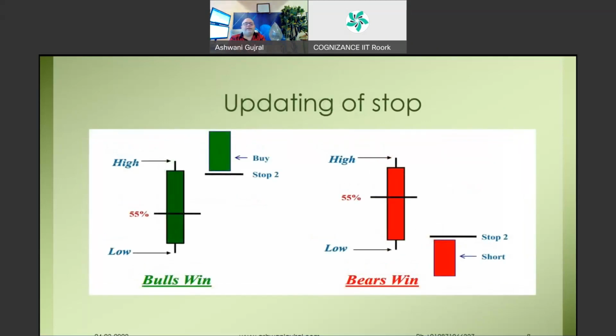Now, again, this is updating of stop. So once we start initially with a 55% stop of the first bar and you get enough of the green bar on the second bar, the stop gets updated to the low of the second bar. What is the idea? The idea is that your location is so good that the market keeps going in one direction and you are able to quickly update your stops.